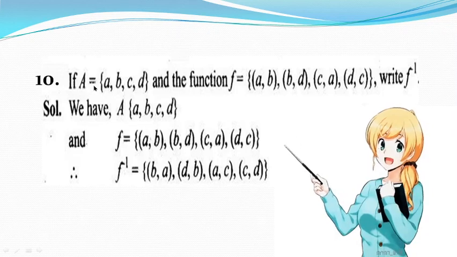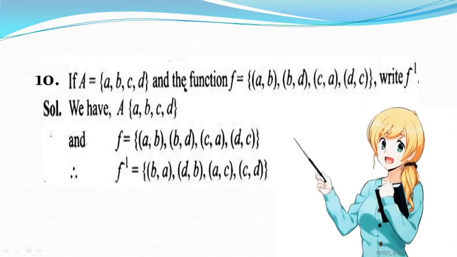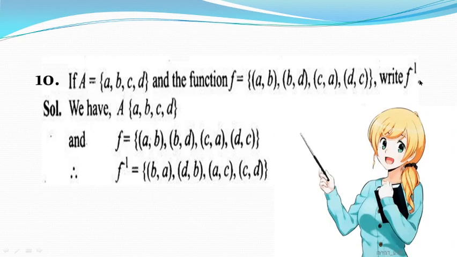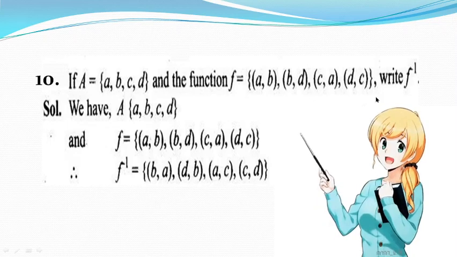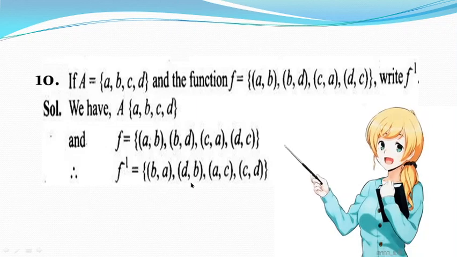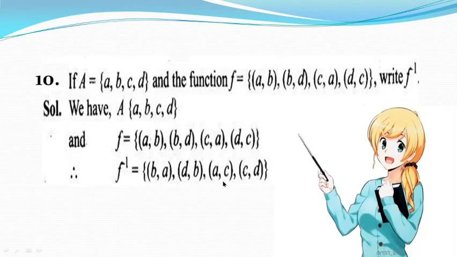Tenth question. If set A is given and the function is given, then write f inverse. This is very simple. When the function is given in the form of ordered pairs, the inverse will be the set of all the swapped pairs. So it means f inverse will be BA, DB, CA, AC and CD.